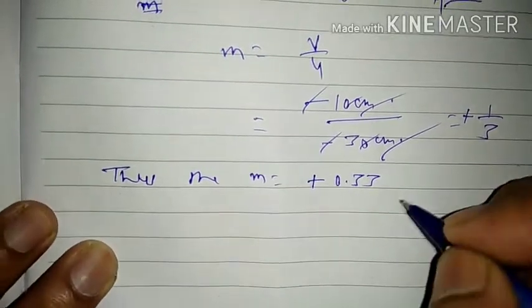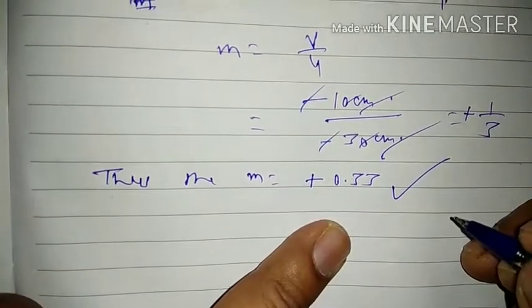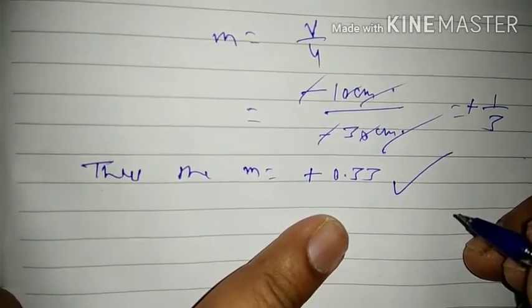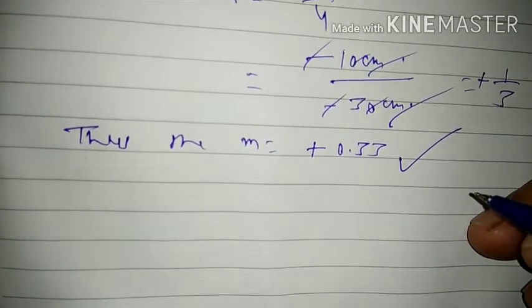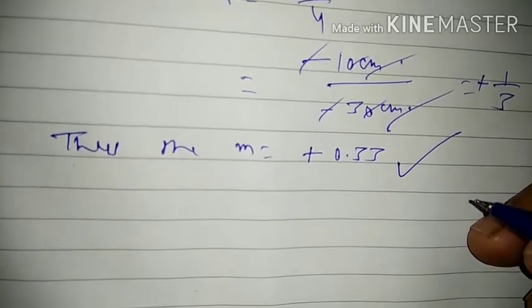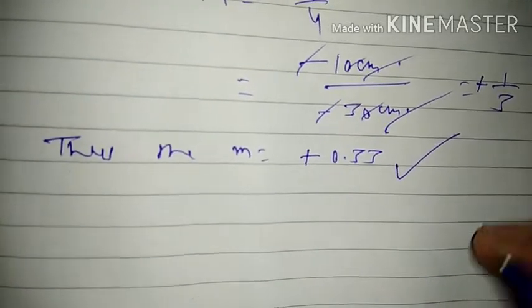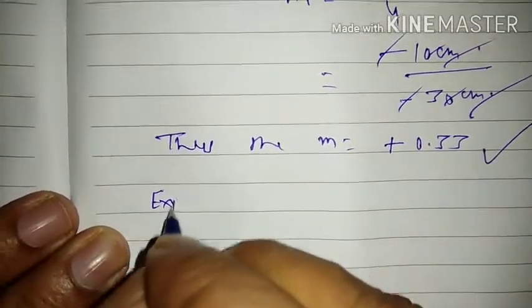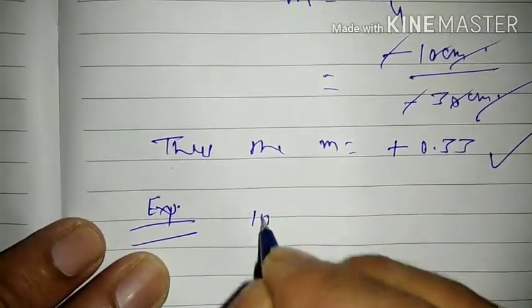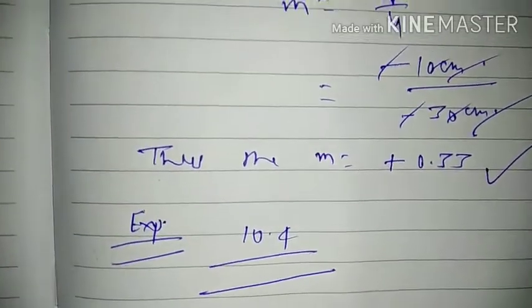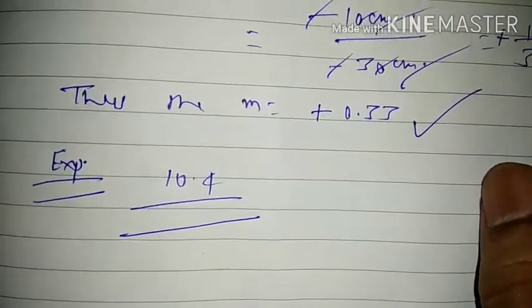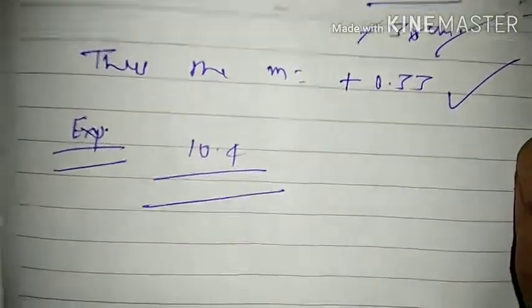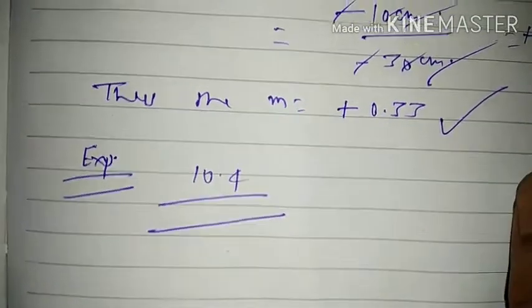The positive sign of magnification shows here that the image is virtual and erect, and the height of the image is 1/3 that of the height of the object. Now see the second example, Example 10.4. Once again, see what is given.